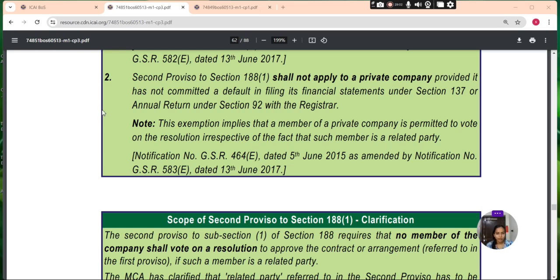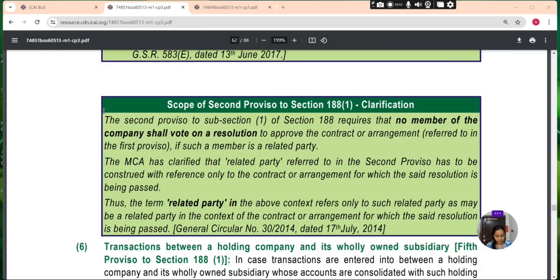Then comes the scope of the proviso to section 188, what will be the clarification. The second proviso to subsection 1 of section 188 requires that no member of the company shall vote on a resolution to approve the contract or arrangement referred to in the first proviso if such a member is a related party.